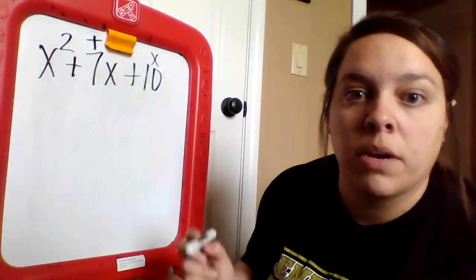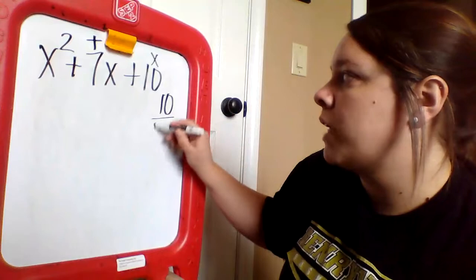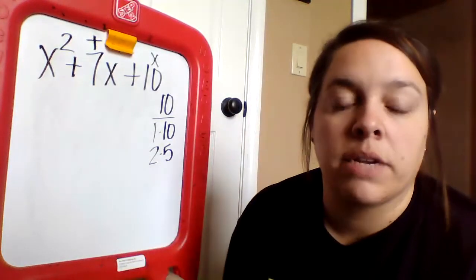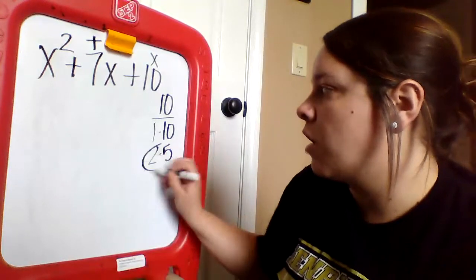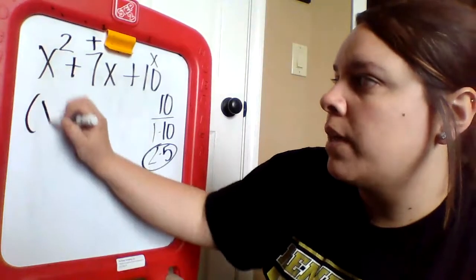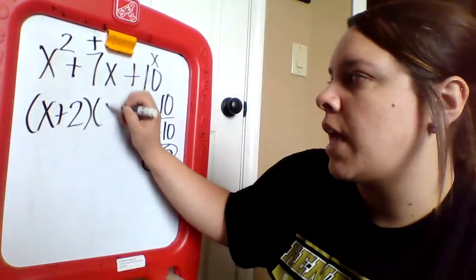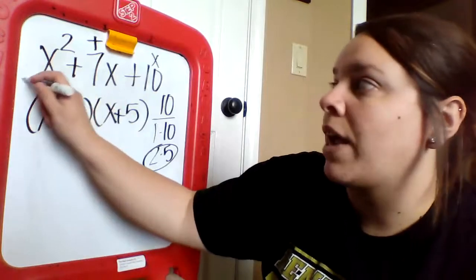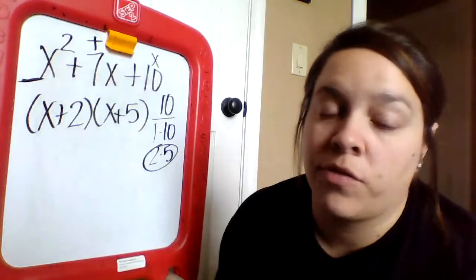So I have to think of all the numbers that multiply to 10. 1 and 10, 2 and 5. That were the same sign, both positive. So the ones that add to 7 are the 2 and the 5. So I would put x plus 2 and x plus 5. All the ones that we did before break, right here, they had no number in front of the x squared.